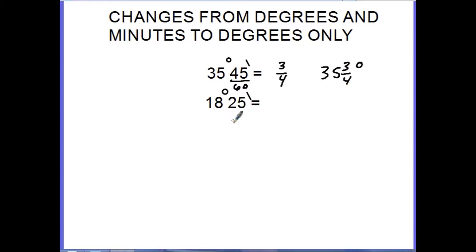18 degrees, 25 minutes. Press pause and let's see what you can do. Hopefully you took the 25 divided by 60 and reduced that. That gave you 5/12. 18 5/12 degrees.